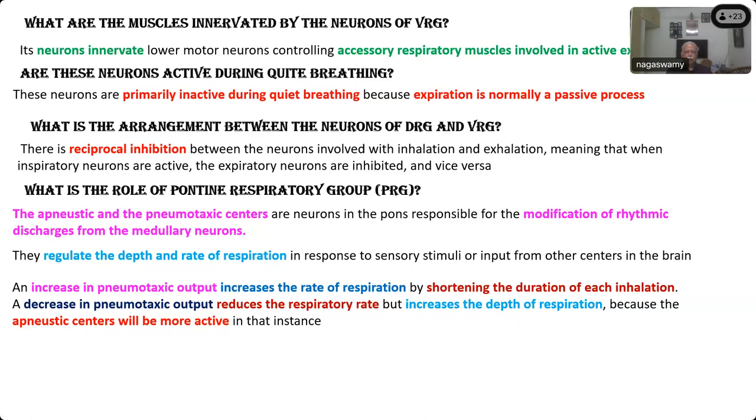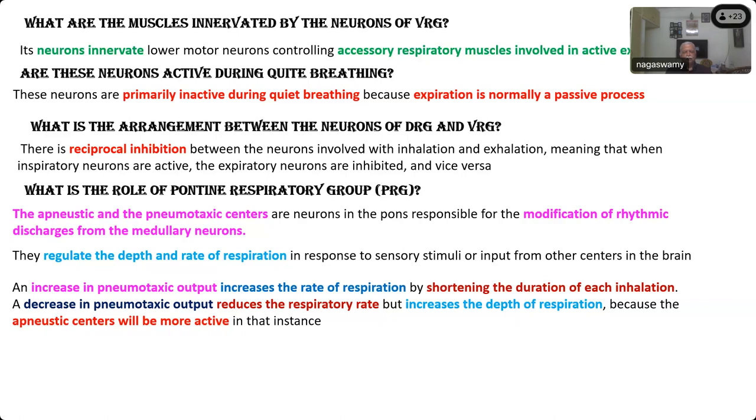What will you call a normal respiration? A smooth, quiet inspiration and expiration. What is the term to be used for a normal, quiet respiration? It's called eupnea, just like your euthyroid. Okay? Yes, euglycemic. Anything with eu means normal, smooth. Eupnea is the term for normal respiration.